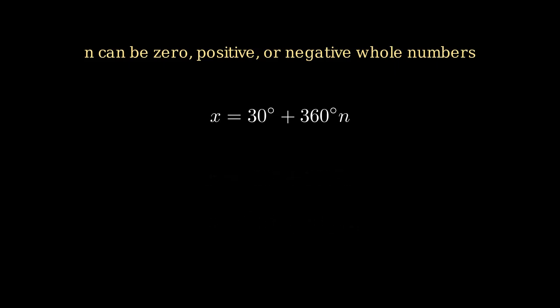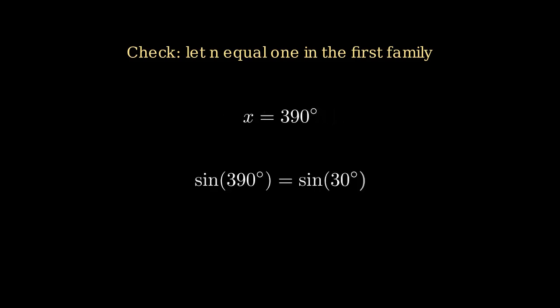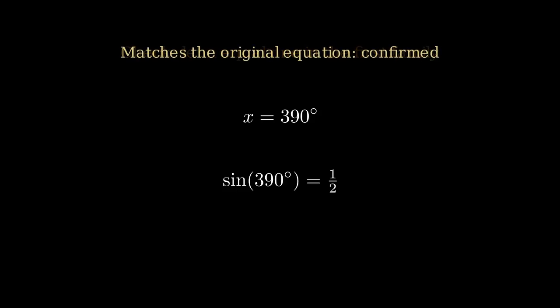Now for the check step, let n equal 1 in the first family. This gives x equals 30 degrees plus 360 degrees, which is 390 degrees. Sine of 390 degrees equals sine of 30 degrees, which is 1/2. This matches our original equation, so the general solution is confirmed.